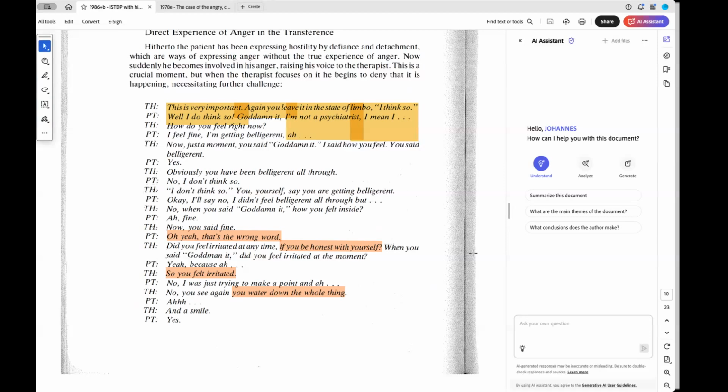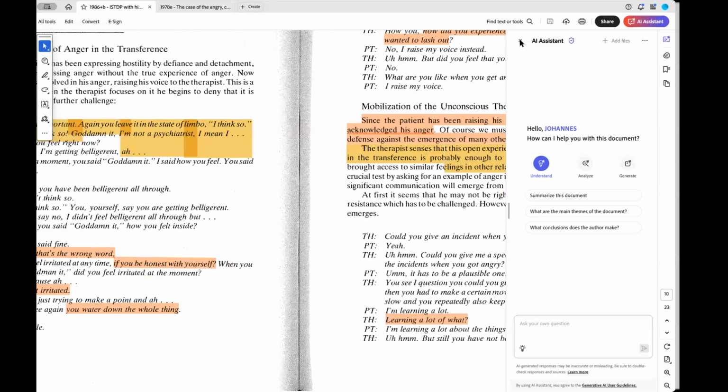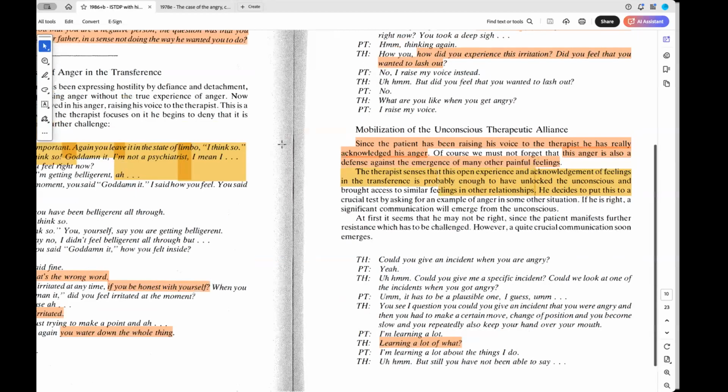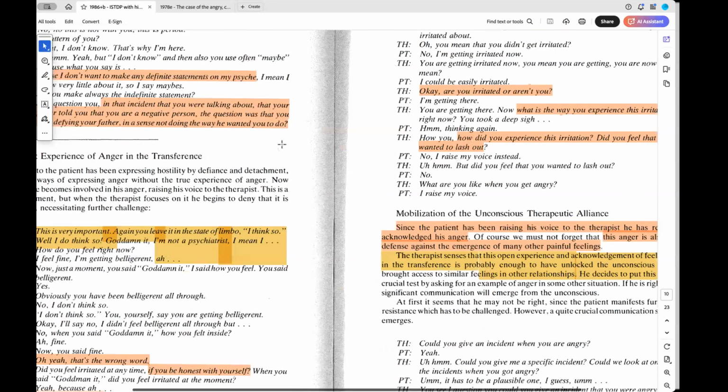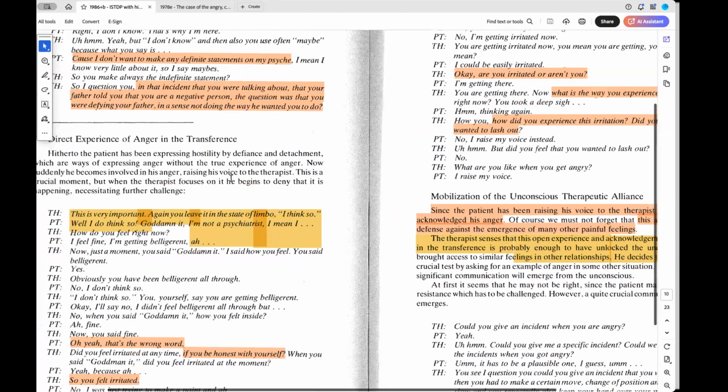So again, we're dealing with page 124, 125. You see, in this section of the article, as the patient raises his voice and, quote, gets belligerent, end of quote, Davanloo at one point introduces the idea that the patient may be irritated. This is still on page 124.